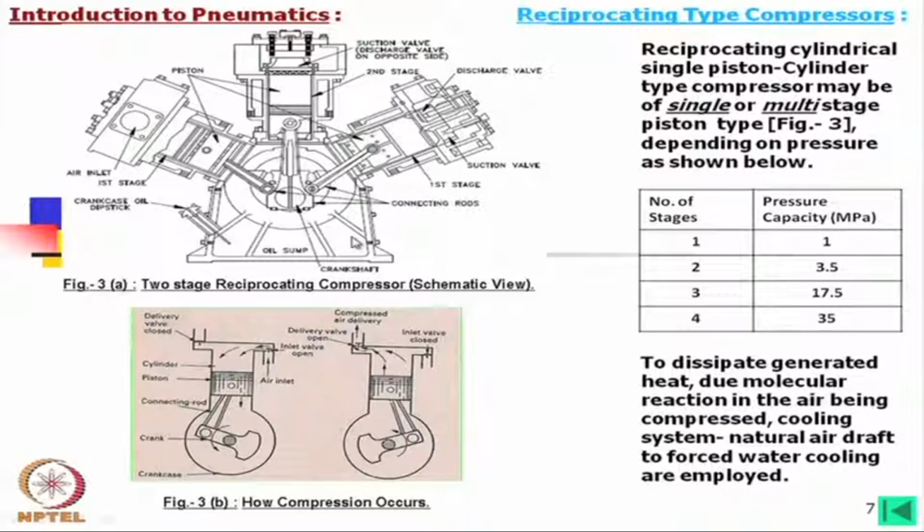That means water is always flowing through these pockets, that is called jacket. The piston is having the space through which the water is moving. That means, while it is being compressed, it is itself being cooled to some extent, and after that also a separate cooler is used to cool the air.